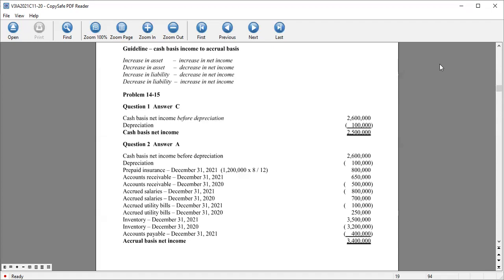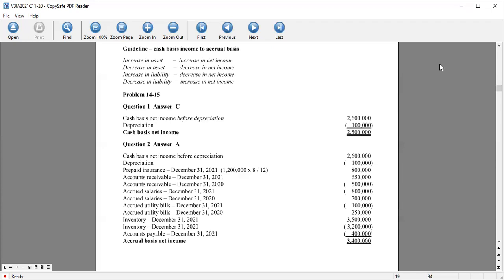Next, we have accrued utility bills on December 31, accrued utility bills to be added, and the amount of accrued utility bills on December 31, 2020 is 250,000. Next, we have accrued utility bills. Ending is to be added, and beginning is to be deducted, I mean, for the accrued utility bills, and the beginning is to be added because this is a liability item.